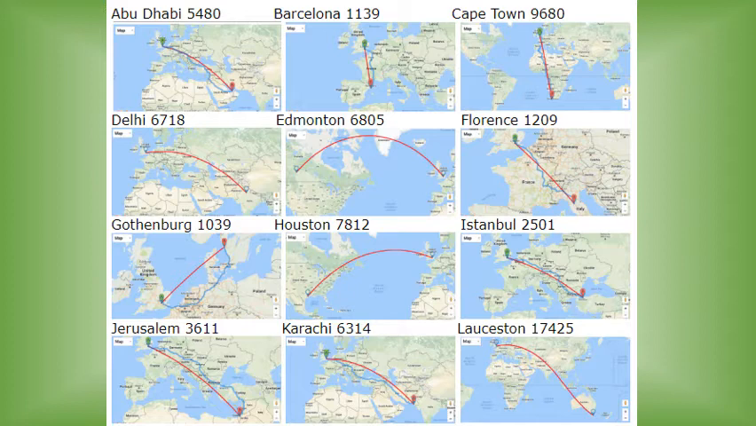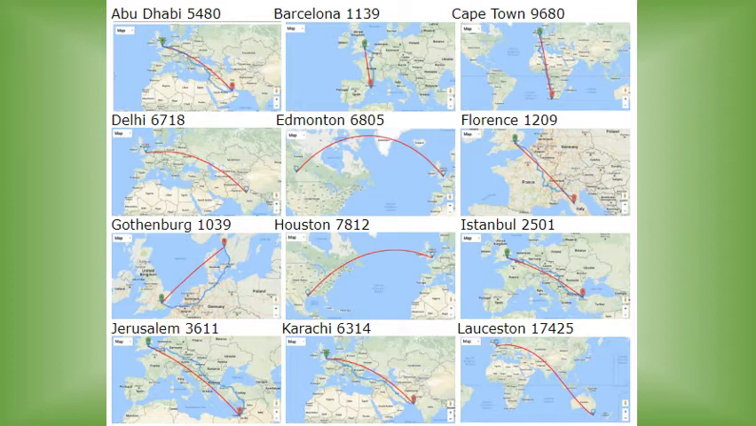Istanbul in Turkey is 2,501 kilometres away. Jerusalem in Israel is 3,611 kilometres away. Karachi, which is in Pakistan, is 6,314 kilometres away. And Launceston, which is what's commonly known as across the other side of the world in Australia, is 17,425 kilometres from London.